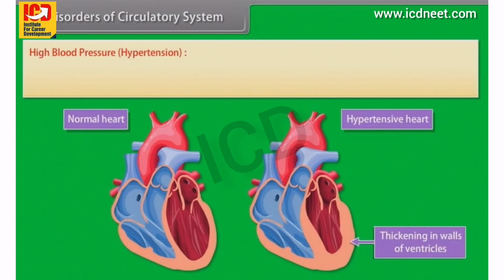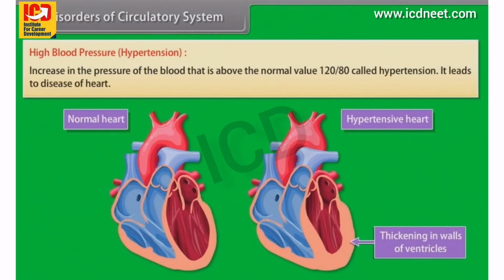Disorders of circulatory system. High blood pressure or hypertension. An increase in the pressure of the blood above the normal value, 120/80, is called hypertension. It leads to heart disease.